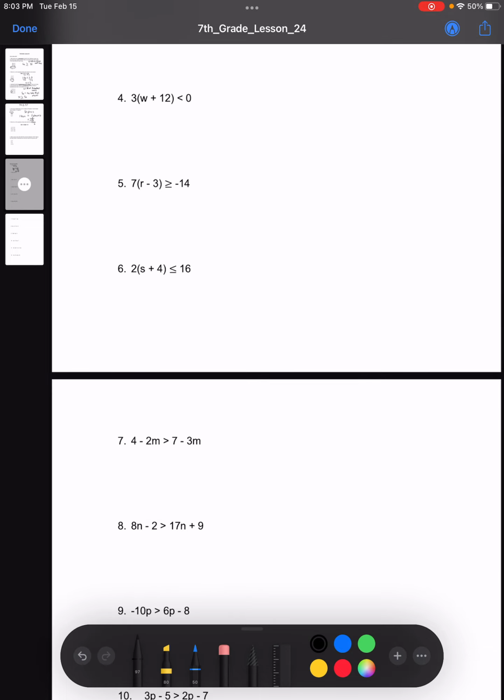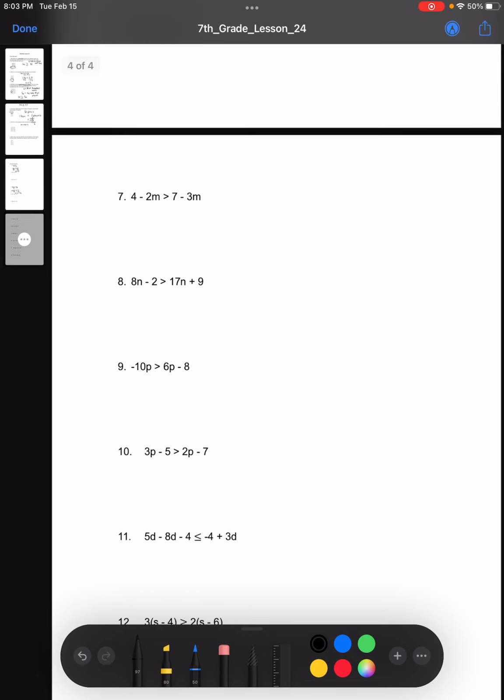We can try out number 4. What we can do first is divide both sides by 3. 0 divided by 3 is just 0. So we get w plus 12 is less than 0. You subtract 12 on both sides, and you get w is less than negative 12.